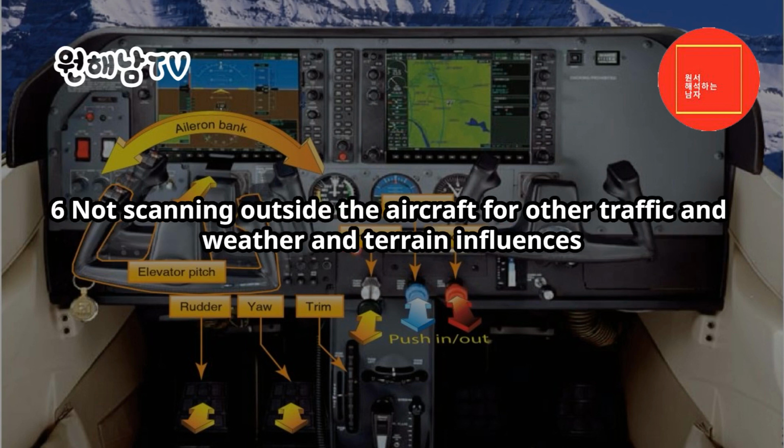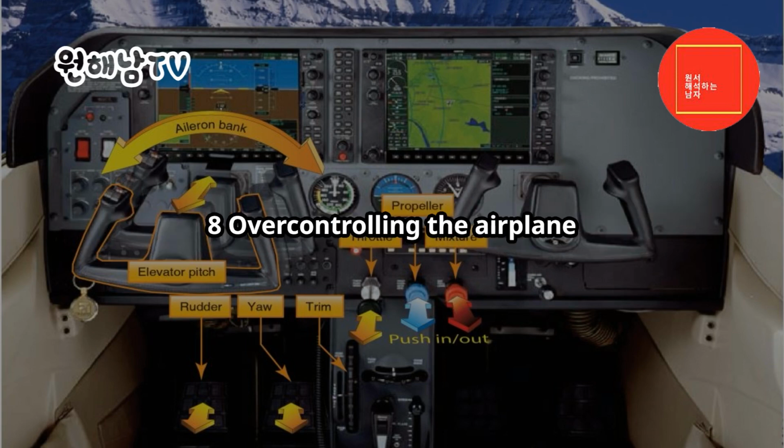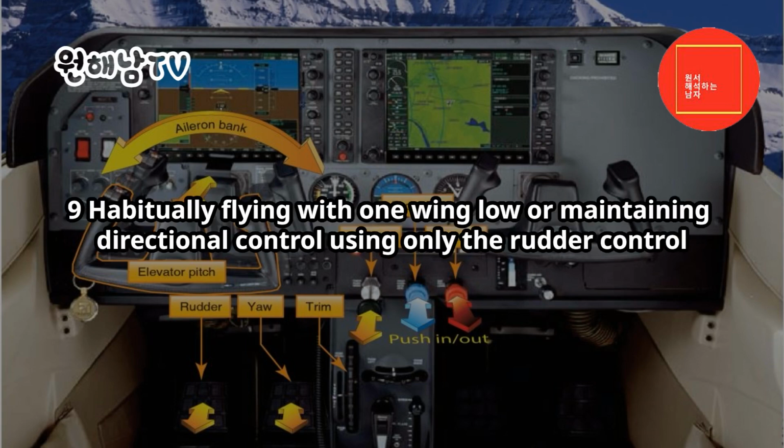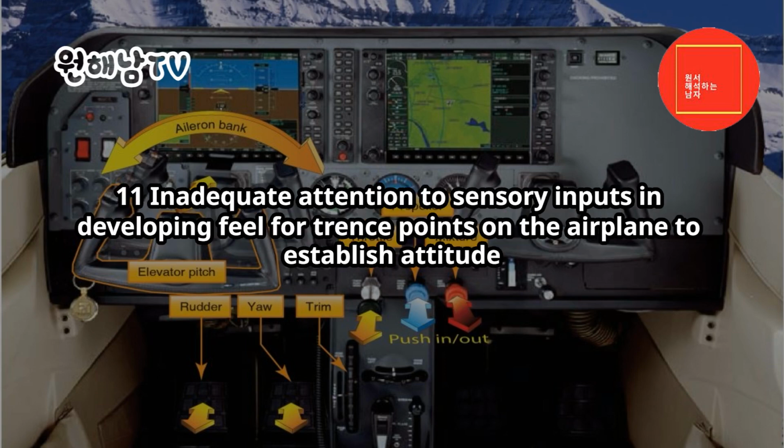6. Not scanning outside the aircraft for other traffic and weather and terrain influences. 7. A tight palm grip on the flight controls, resulting in a desensitized feeling of the hand and fingers. 8. Overcontrolling the airplane. 9. Habitually flying with one wing low or maintaining directional control using only the rudder control. 10. Failure to make timely and measured control inputs after a deviation from straight and level. 11. Inadequate attention to sensory inputs in developing feel for trim points on the airplane to establish attitude.